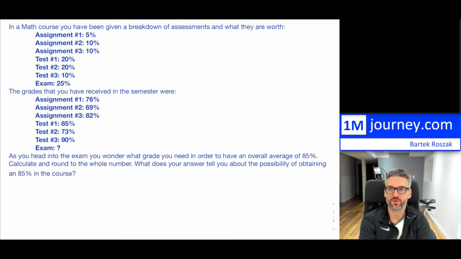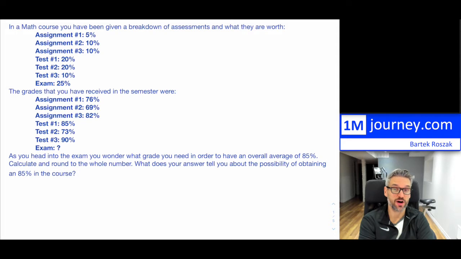So in a math course, you have been given a breakdown. So you have assignments, and then you have tests and an exam, and then they tell you how much each of them is worth. You know the grades maybe that you have received. So let's say you have all your assignments done, your tests are done, and then your exam is coming up. Now it says that as you head into the exam, you wonder what grade you need in order to have an overall average of 85%.